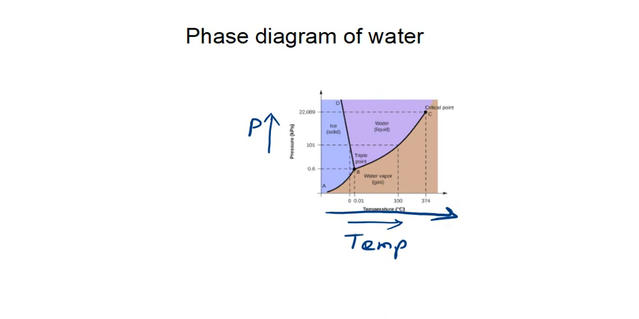There are three lines which are meeting at a point, point B, and the three lines have created three zones. Those are areas. If we consider area A, B and C, in this zone, water is in vapor form.